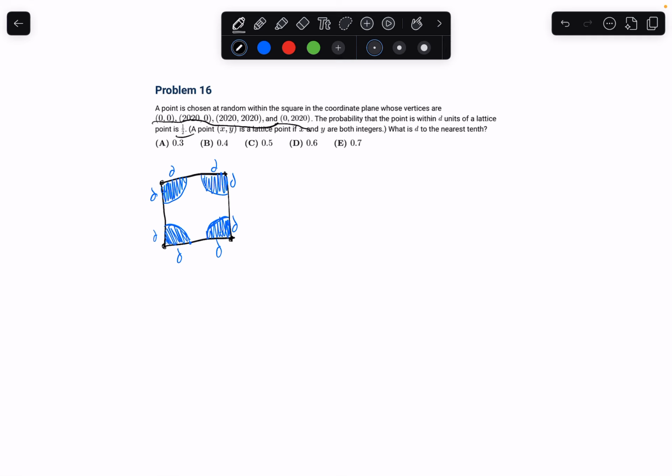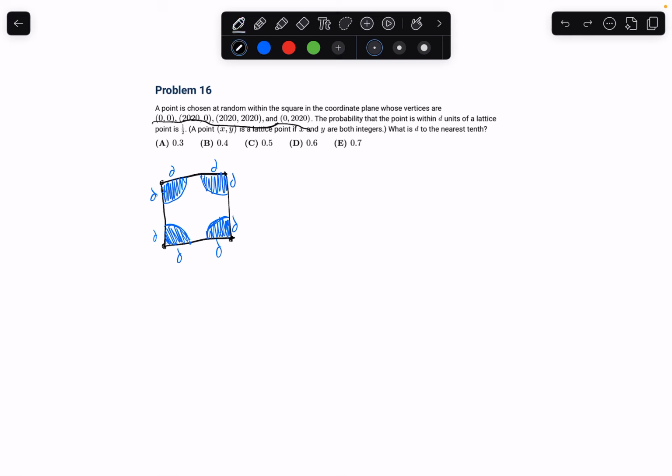That means that these quarter circles combined, their area should be 1/2 of the lattice square. And since we've chosen these to be 1 here, since they're all adjacent lattice points, that means the total area of the combined quarter circles should just be 1/2, since the area of this square is 1. So we have to find the area of the combined circles. And that's easy because if you put 4 quarter circles together, they make one full circle. And we already know that the radius is d as we specified right here.